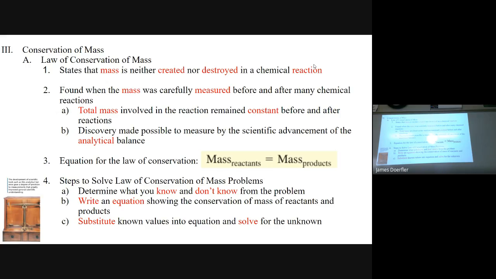Think of it kind of like a balance itself, okay? Your left side, your reactants, must equal the right side, your products. If there's an imbalance there, then you can pretty much guarantee that you have gone against this law. Okay, something's wrong.